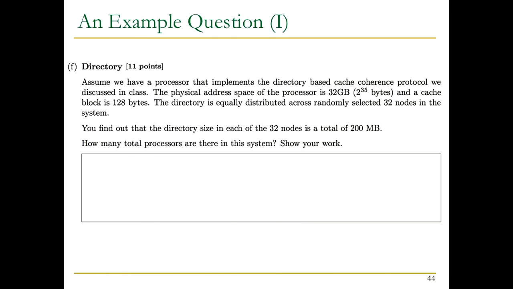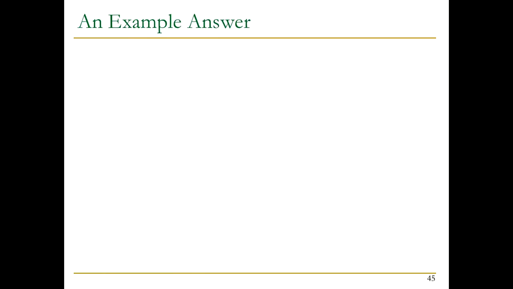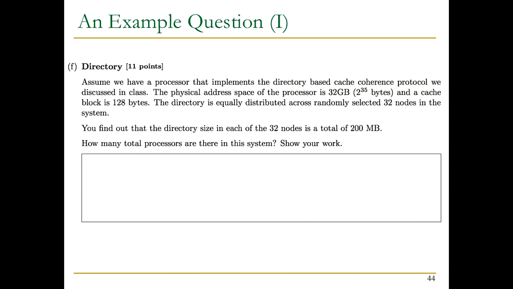So you basically work backwards. So how do we do this? Let's see. We have 32 gigabytes, and you know the block size, and you know that you have 32 nodes that contain all the blocks. So you know exactly how many blocks you have in the system. That's 2 to the 35 minus 2 to the 7, 2 to the 28 blocks. And that's distributed equally across 32 nodes. So each node has 2 to the 23 blocks, right?